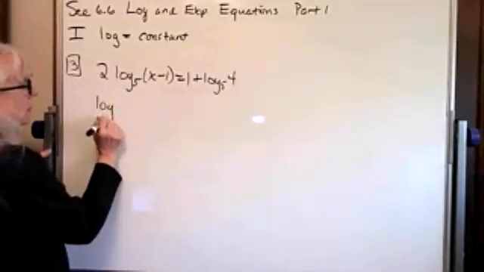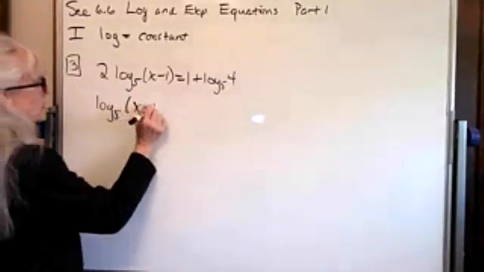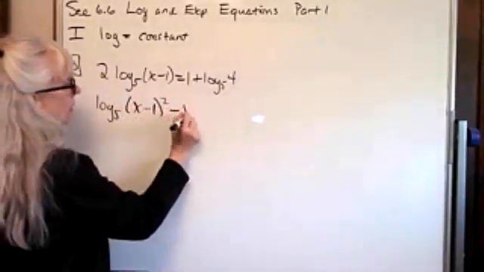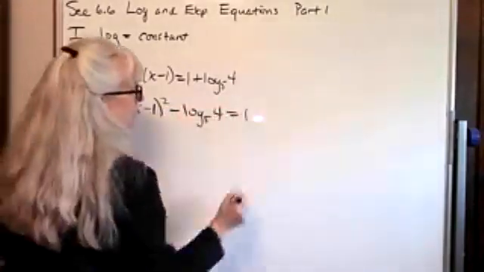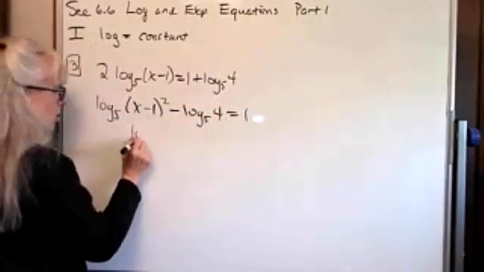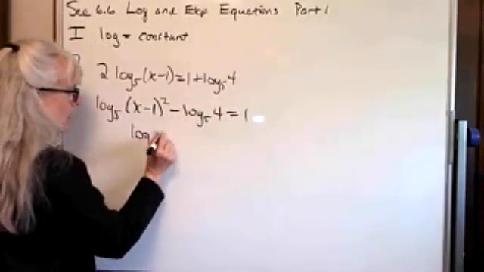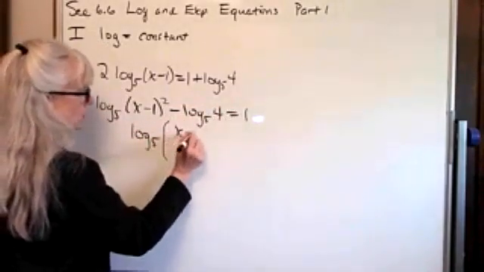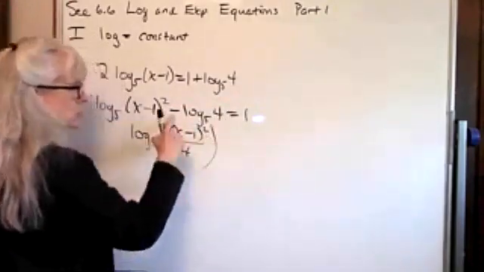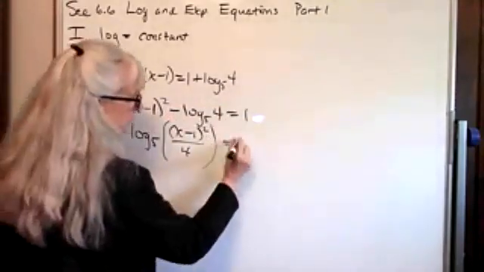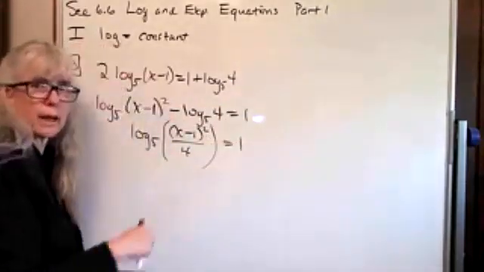So I'm going to have log base 5 of the quantity x minus 1 squared minus log base 5 of 4 is equal to 1. Now we'll combine the left side into a single logarithm. So it's log base 5 of x minus 1 squared in the numerator over 4. It's a quotient because there's a minus between those 2 log terms. You can see those log properties in play, right?